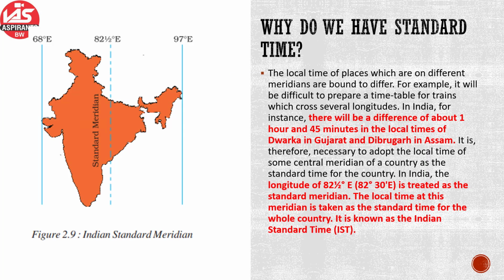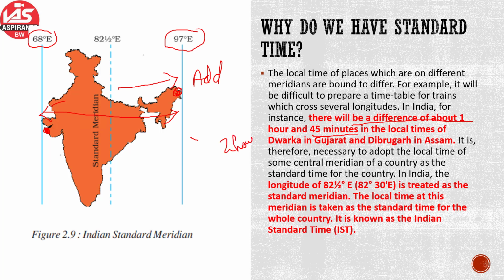Okay, so why do we have a standard time? So I told you, जैसे जैसे हम east में जाएंगे, we will add time, and we know that India also has a certain expanse. So 68 degrees east is the point where it starts, and it ends at 97 degrees east, right? So because of this, okay, there might be problems. Why? Because there will be a difference of about 1 hour and 45 minutes in the local times of Dwarka, someone here in Gujarat, and someone here in Dibrugarh, Assam. Okay, so the time difference would be approximately 2 hours from one end of India to the other end of India.